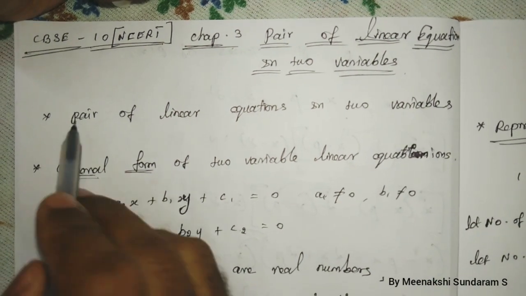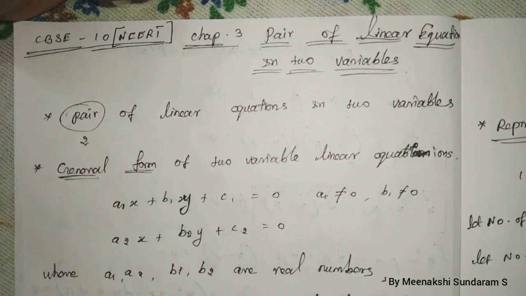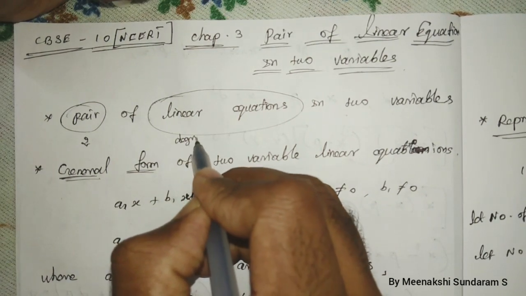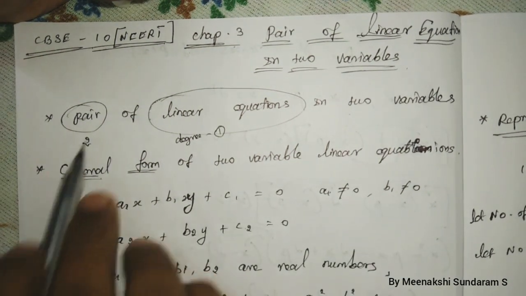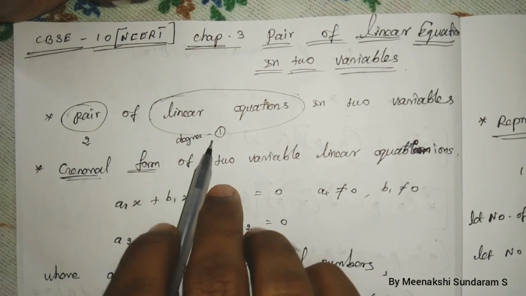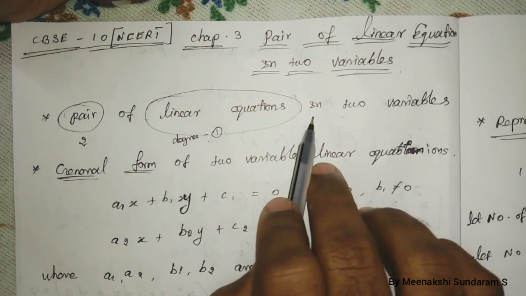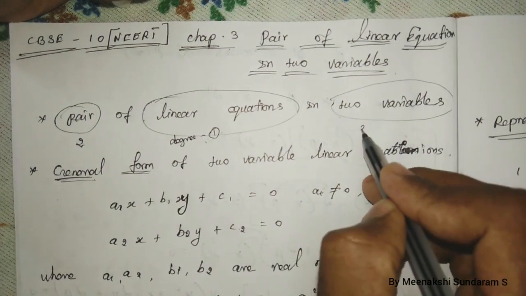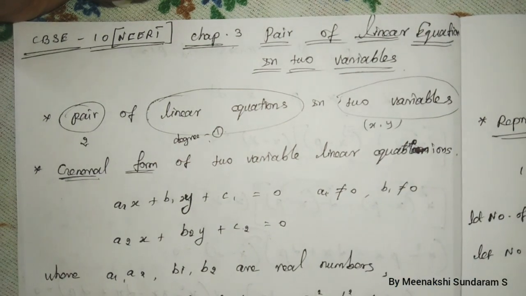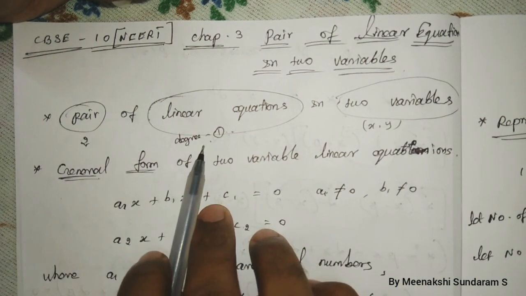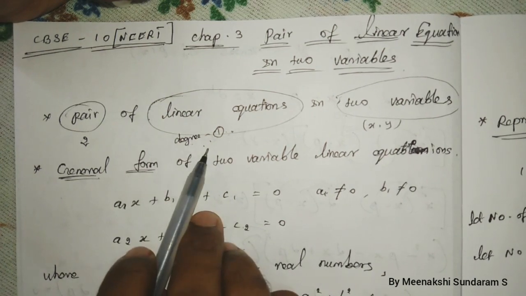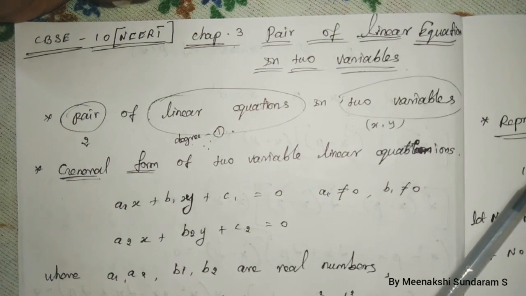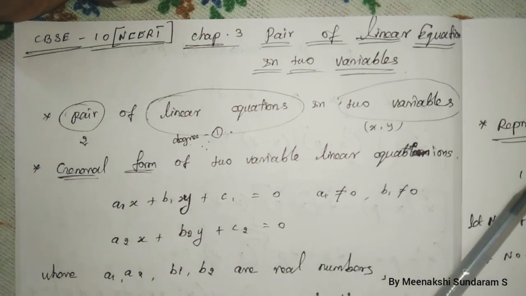First one, pair. Pair means two. Then linear equation. Linear equation means a degree 1 equation. So two linear equations, that is, degree 1 equations. Then in two variables: the linear equation consists of two variables, let me consider them as x and y. So pair means two, linear equation is the degree 1 equation, so two equations, degree 1, consisting of two variables. We will study this in this chapter.